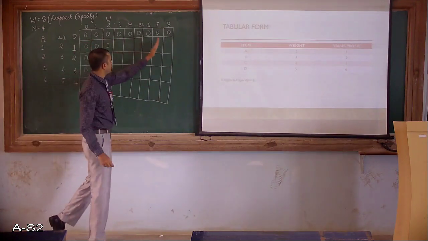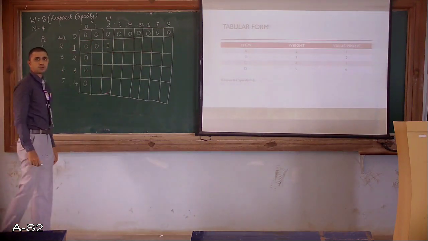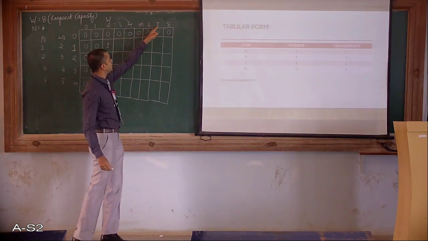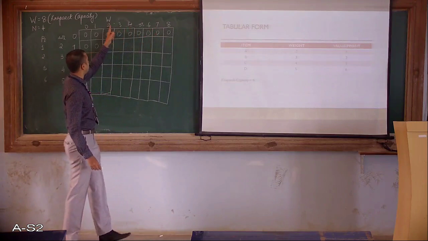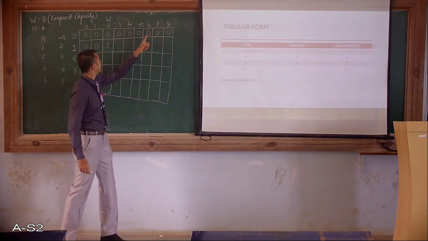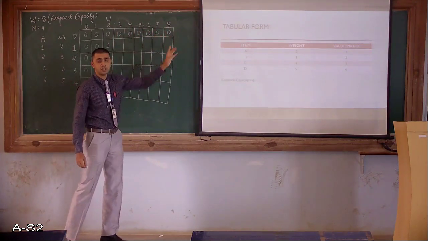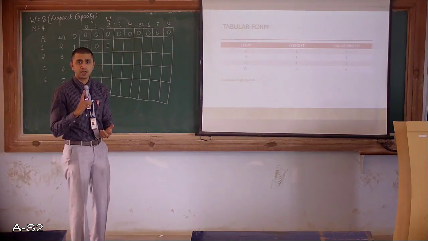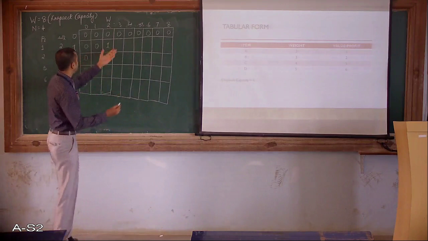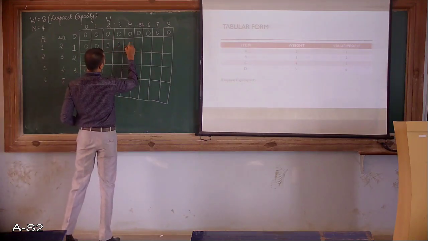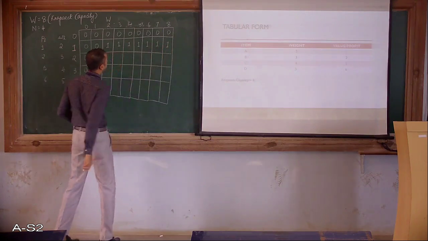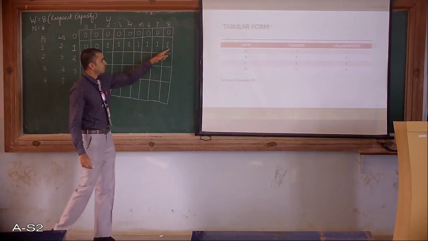Now, what about the remaining cells? Here the knapsack capacity goes on increasing: 3, 4, 5, 6, 7, 8. But how many objects have I added? 1. I'll be adding only one object. So the remaining cells also will be 1 because I have added only the first object.